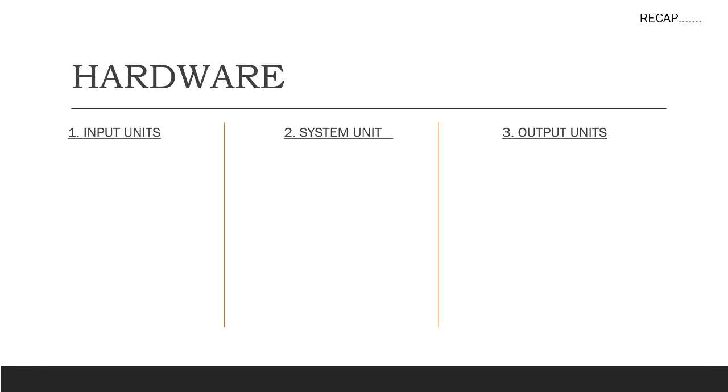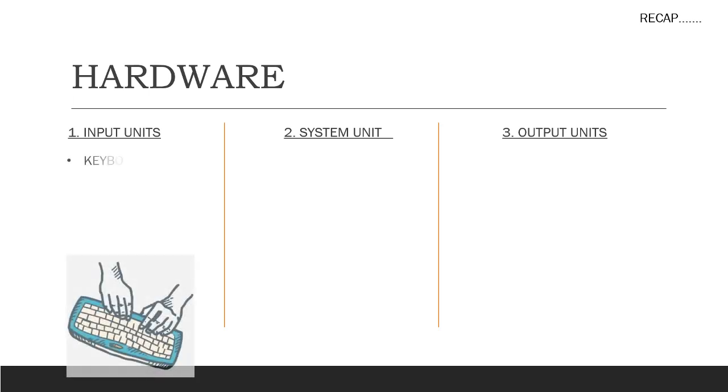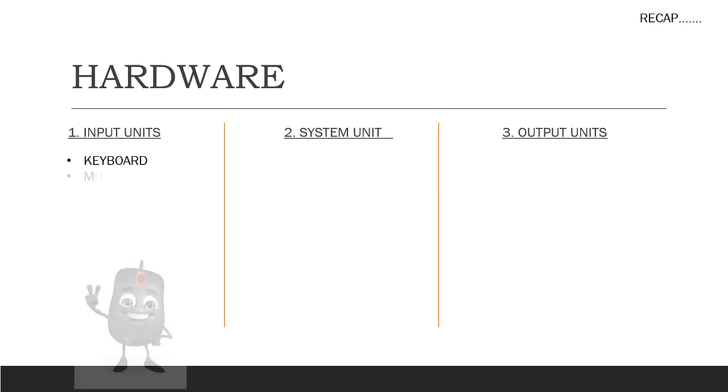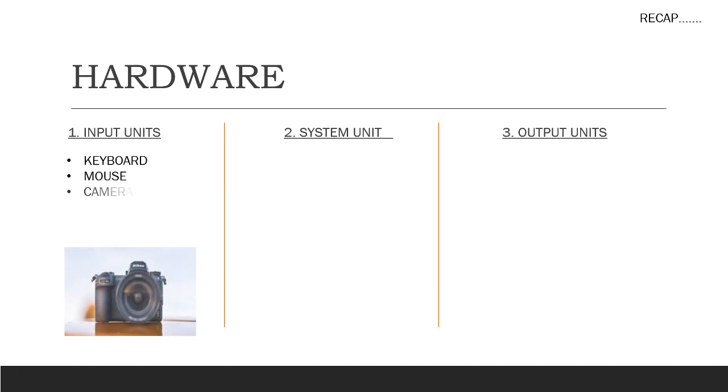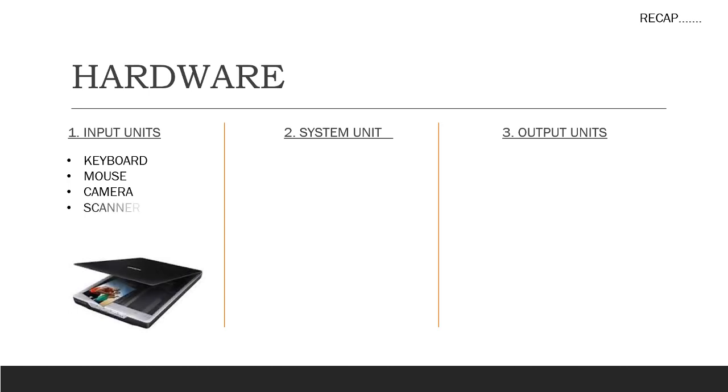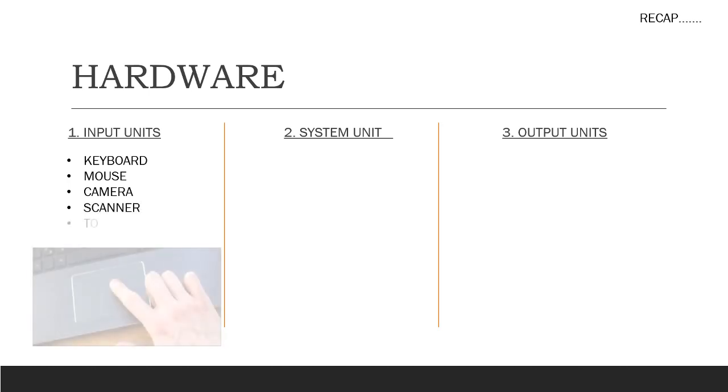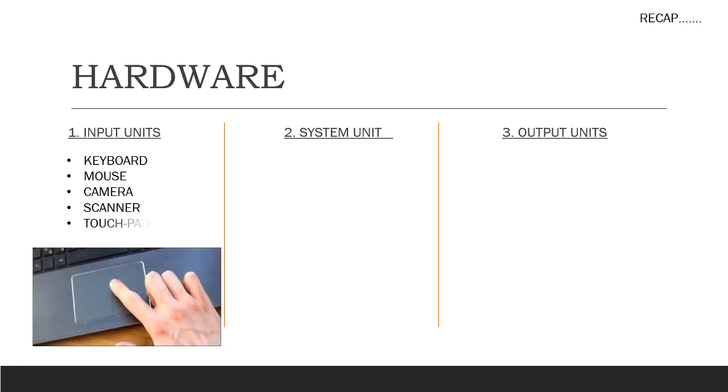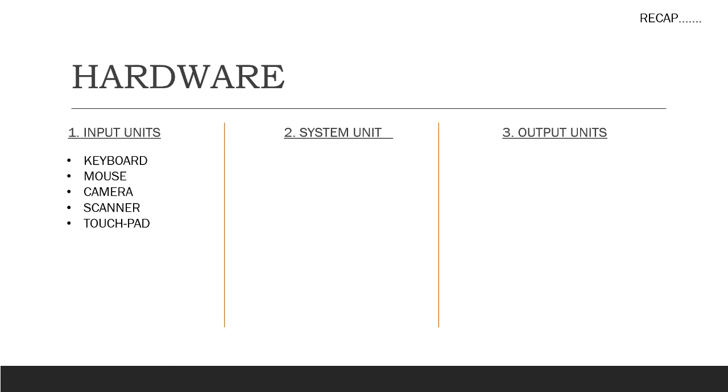We will see the different types of input devices now. A keyboard is an input device. A mouse is an input device. A camera is an input device where we give camera pictures as input. A scanner is an input device. Scanned pictures are the input given by the scanner. A touchpad is an input device. The touch is detected as clicks and is fetched as the input.